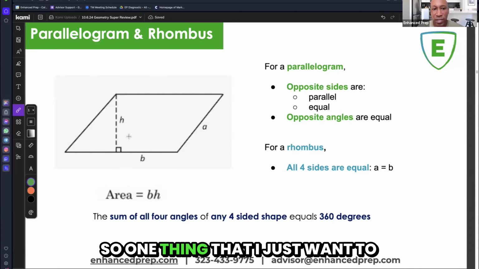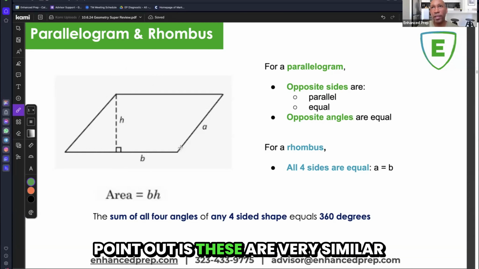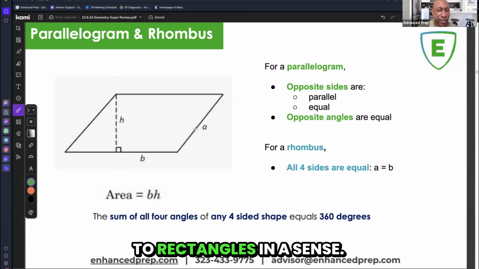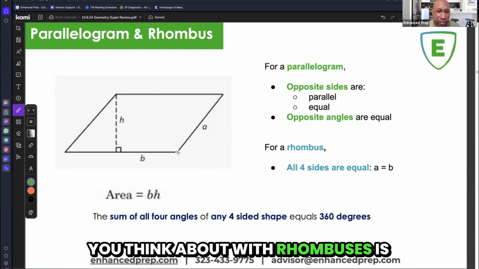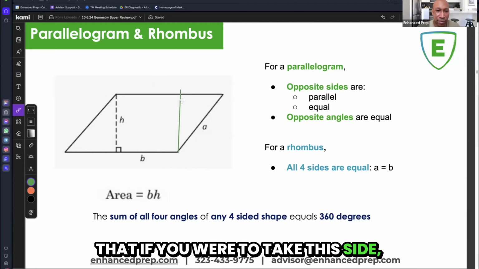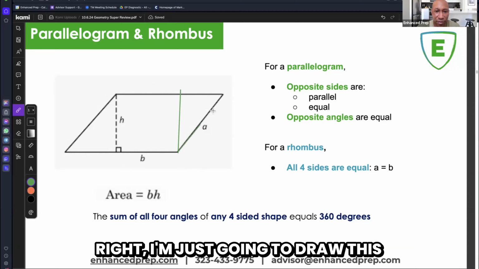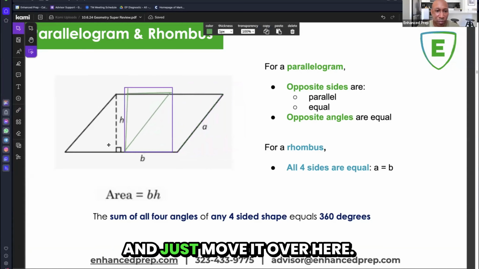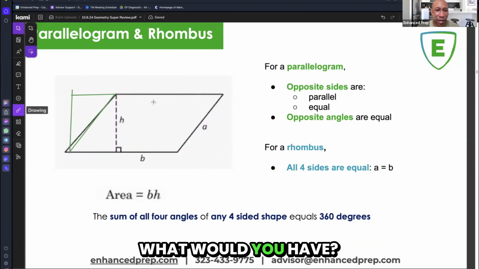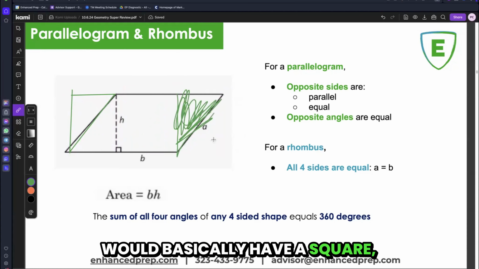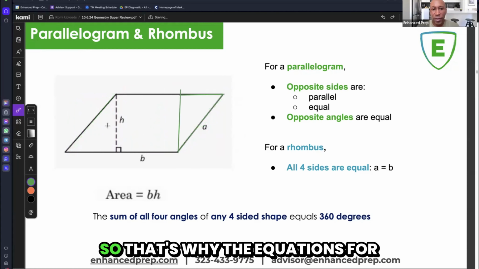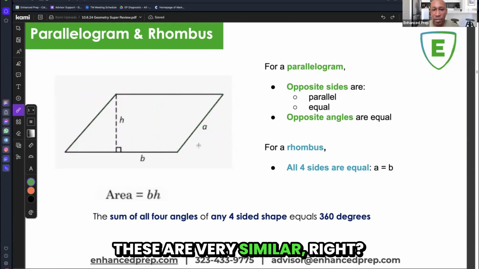Okay. So one thing that I just want to point out is these are very similar to rectangles in a sense. They may not seem like it, but what you think about with rhombuses is that if you were to take this side, I'm just going to draw this quick, and take that portion and just move it over here, what would you have? And if you would have got rid of this portion right here, then you would basically have a square, or a rectangle. So that's why the equations for these are very similar.